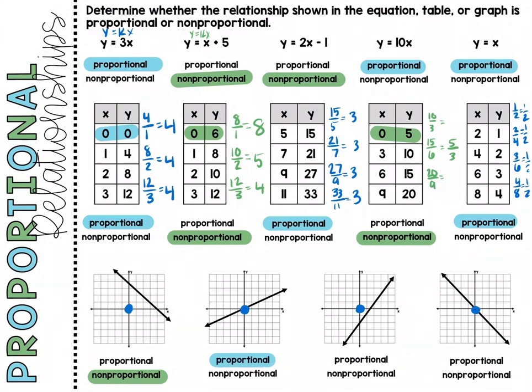Okay, then this one, does it go through the origin? No, it is a straight line but doesn't go through the origin, so it is non-proportional. The two that are non-proportional would be considered linear, and we are going to learn about that later, but for proportions, they have to go through the origin. Okay, so this last one is proportional because it goes through the origin on the graph.